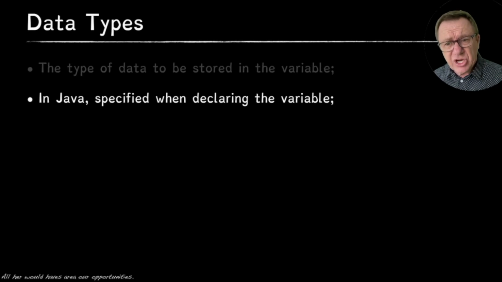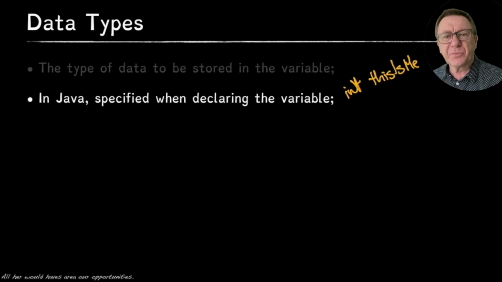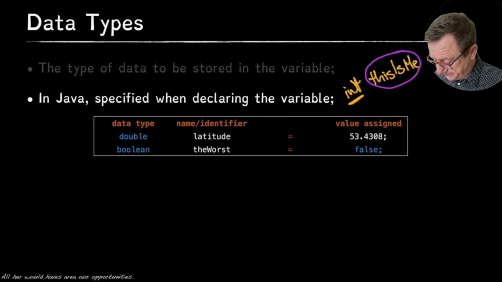As you've seen in Java, we specify the data type when we declare the variable. What do I mean by that? You've seen me, I've gone int. So int is integer. The type of data that can be stored in this variable is integer. That's it. Nothing else can be stored in it. And if I try to store something else in it, I'm going to have a problem.